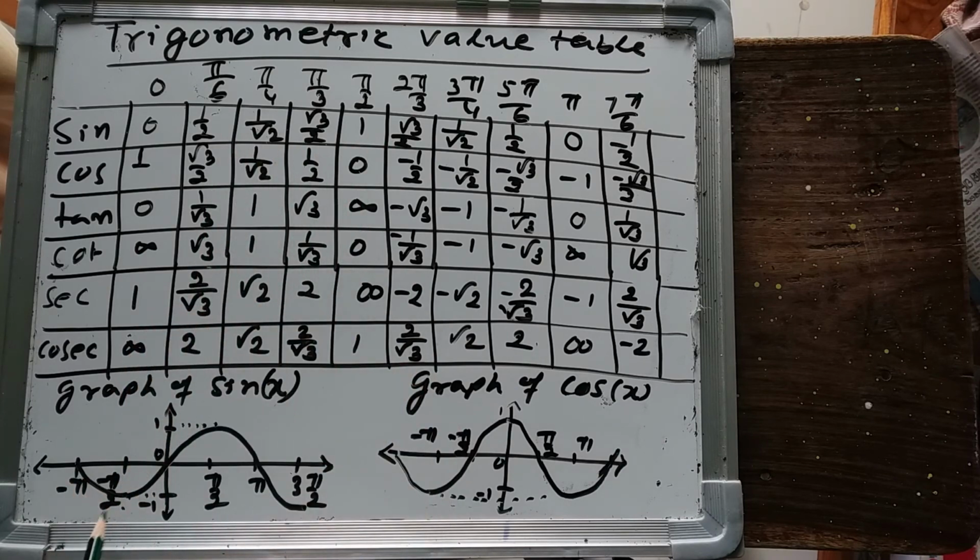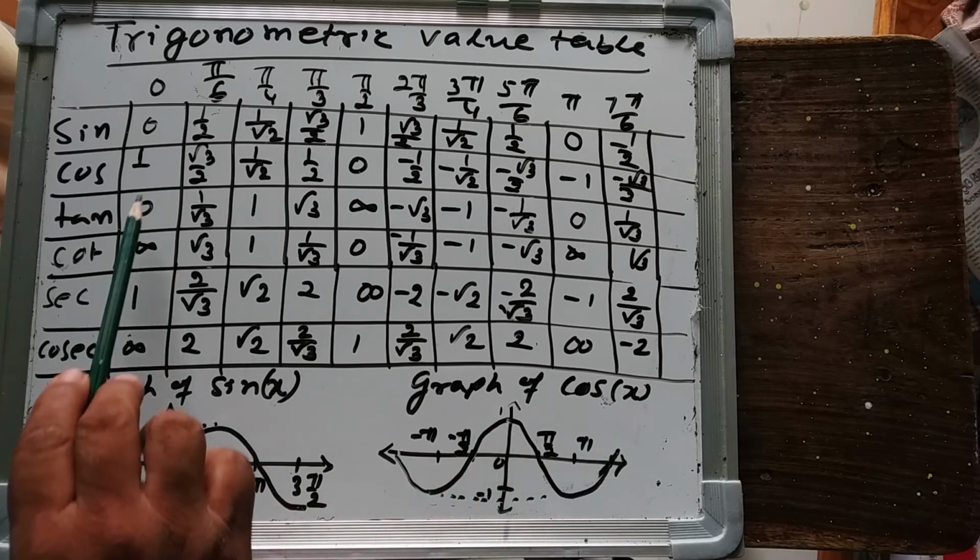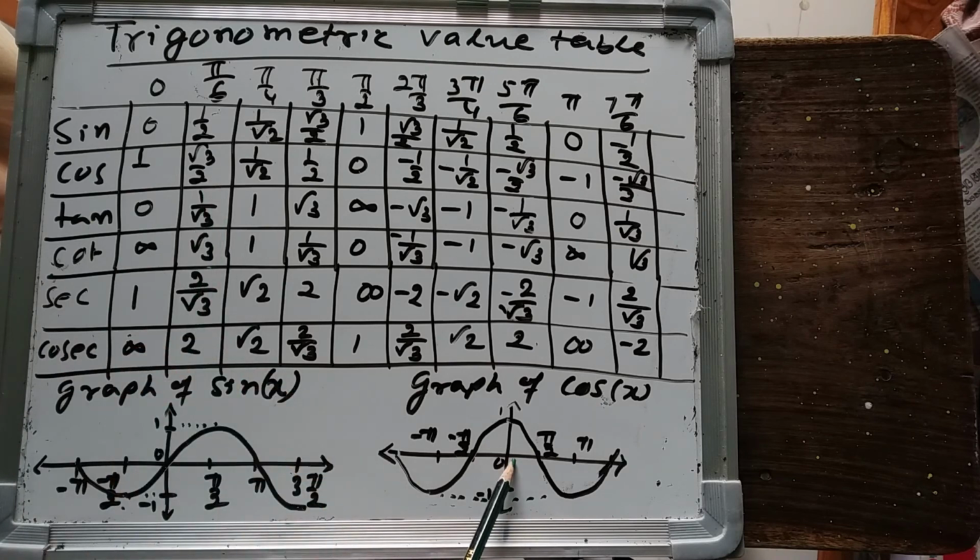We have a graph. The graph will look like this: sin 0 is 0, sin pi by 2 is 1, sin pi is 0, sin 3 pi by 2 is minus 1, sin minus pi by 2 is minus 1. In this way we have the graph. Similarly cos x: cos 0 is 1, cos pi by 6 is about 0.8 something. In this way we have plotted this graph. This is the sin graph, this is the cos graph.